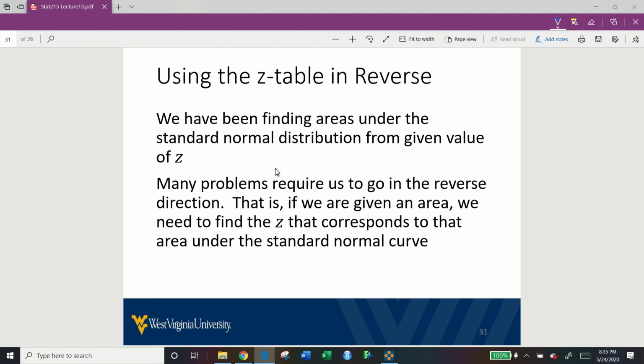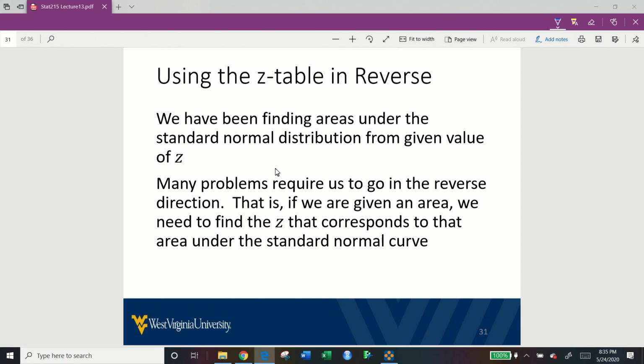Now, sometimes we are going to have to use our z-tables in reverse. So far, we've been finding areas under the standard normal distribution from a given z-score. So we said find the probability of z less than this. That's not always going to be the case. Many problems require us to go in the reverse direction.